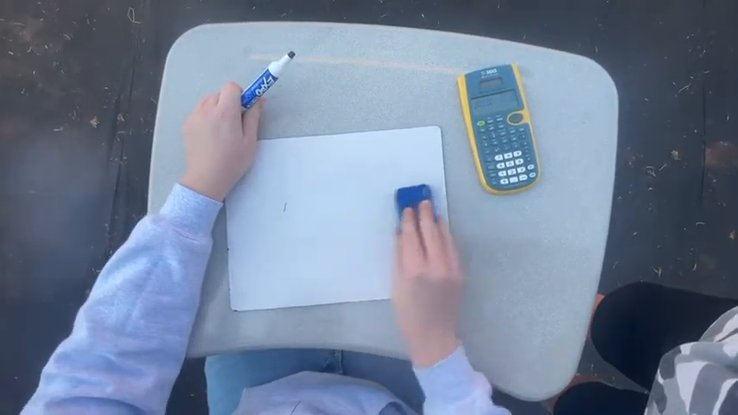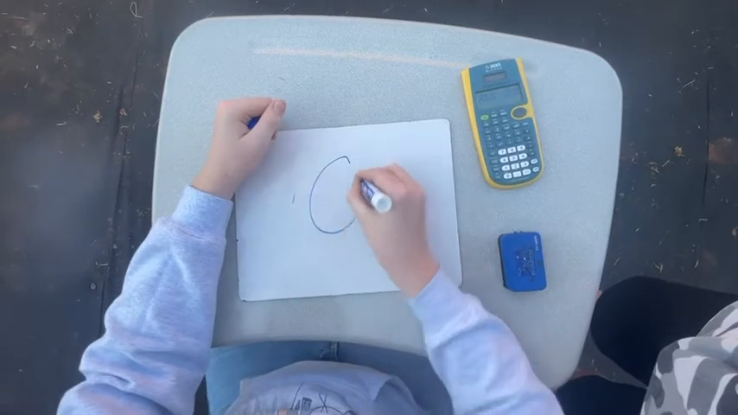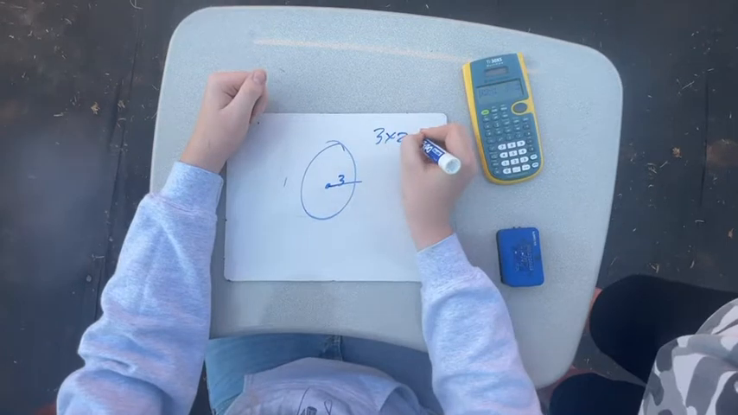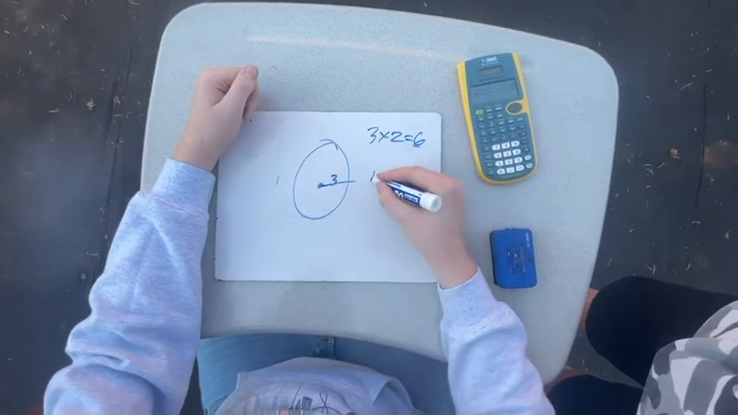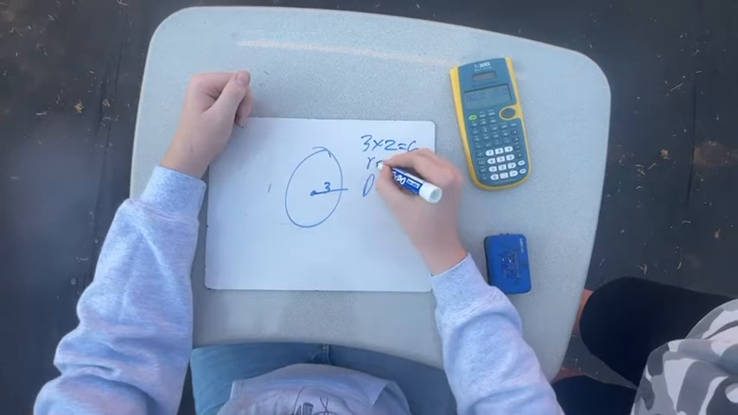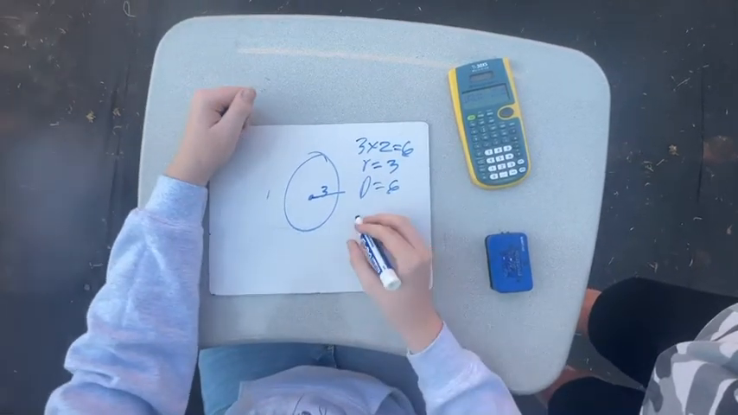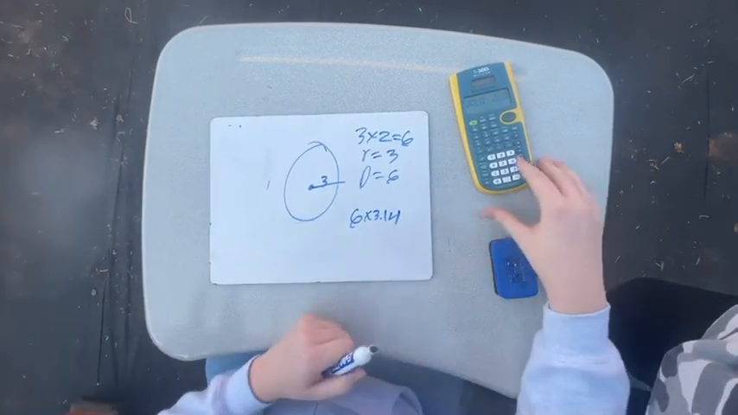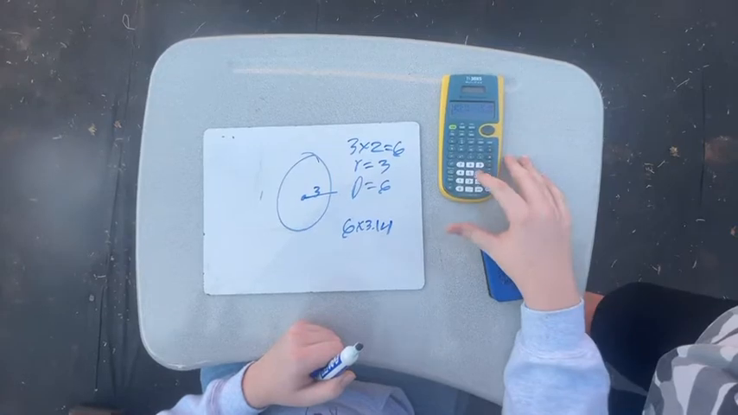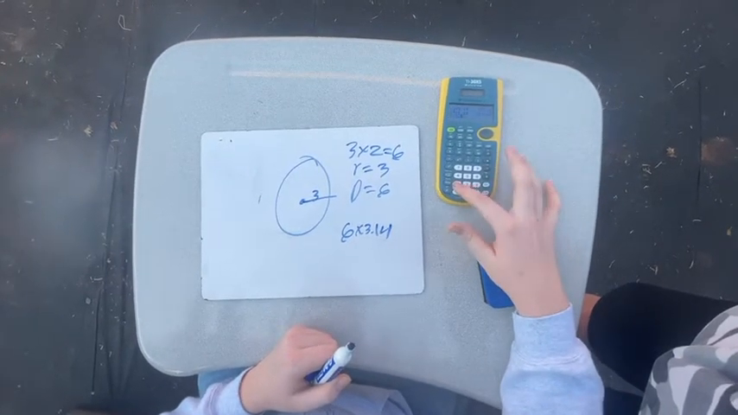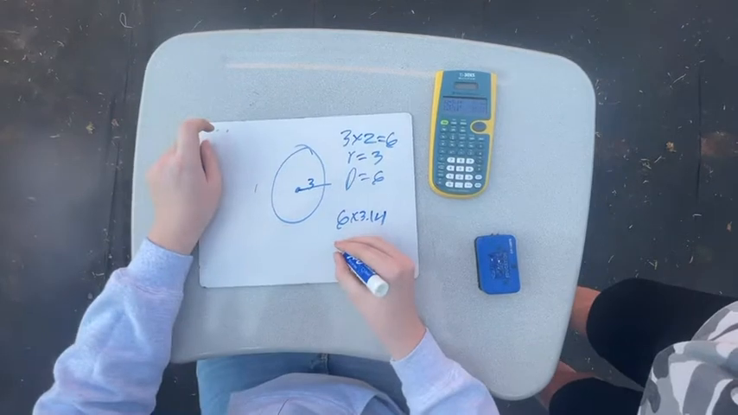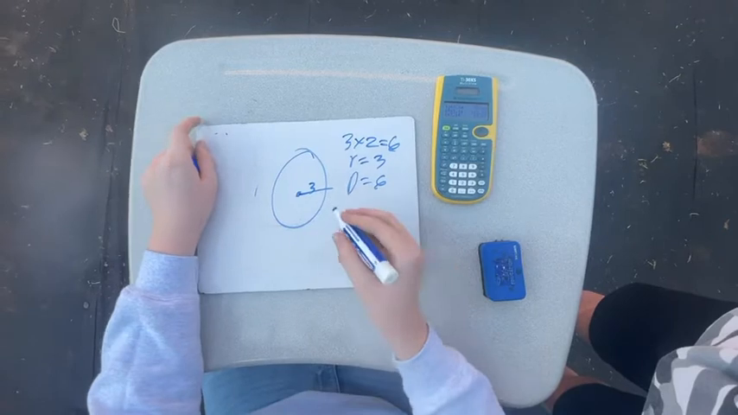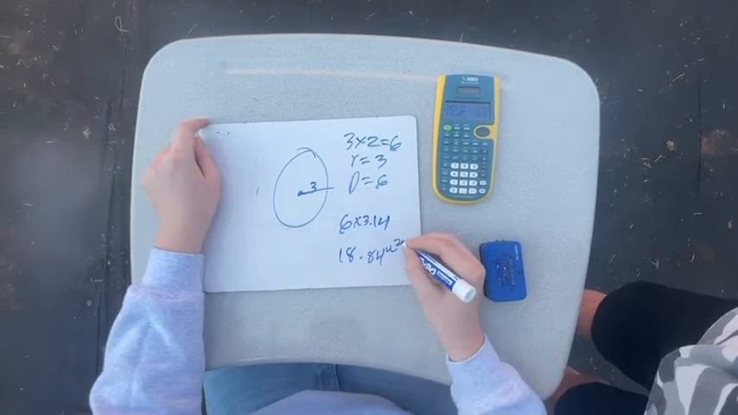Now I can do that with another one, which will be a circle with the radius of 3, which then 3 times 2 equals 6. So diameter equals 6, radius equals 3. So for this, it'd be 6 times 3.14, which ends up coming out to be 18.84, which means units squared, because there is no unit of measurement.